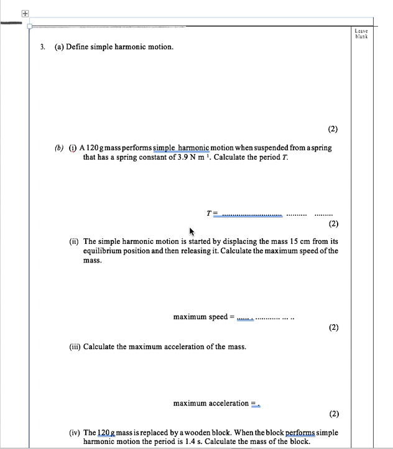Here is the solution to the SHM basic mass on spring 10-mark question. That's January 07, question 3.